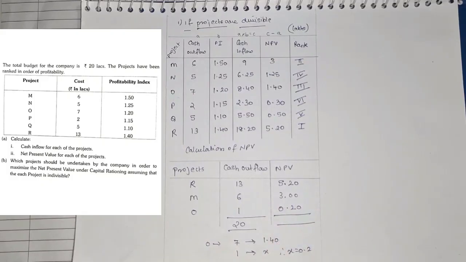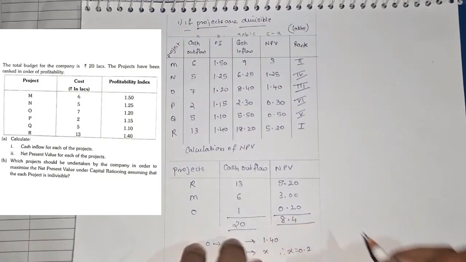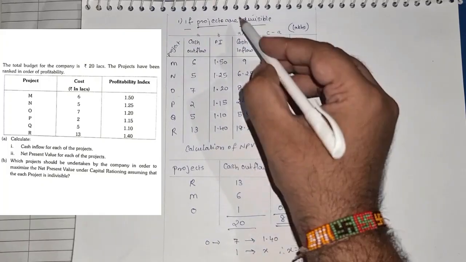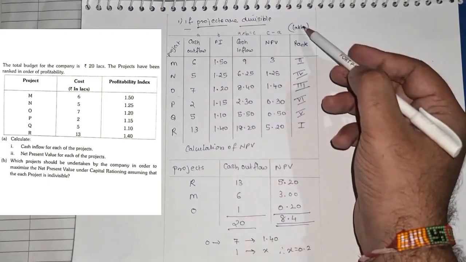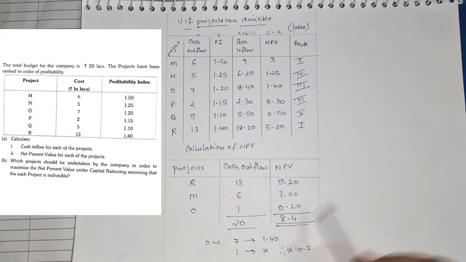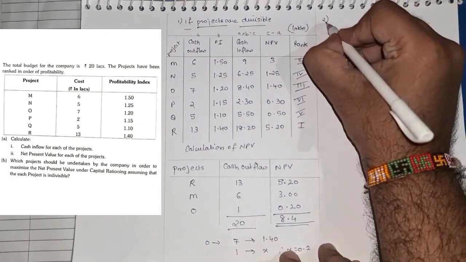So finally we add up 5.2 plus 3 lakh plus 0.2, which gives you 8.4 lakhs. So my NPV is 8.4 lakhs. When we are using the method of projects which are divisible, projects R, M and O can be used to get a maximum NPV of 8.4 lakh. This is when the projects are divisible.